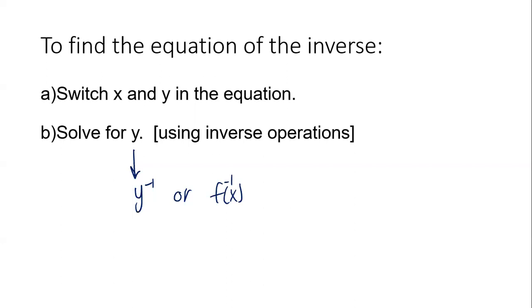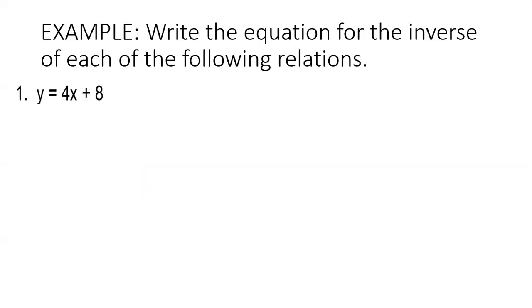All right, here we go. Let's do our first example. So we have y equals 4x plus 8. Step 1, what does it say? Switch your x and y. So now it becomes x equals 4y plus 8. Goal is to get y by itself. What is my first step to get y by itself? Subtract 8. Perfect. So we have x minus 8 equals 4y.